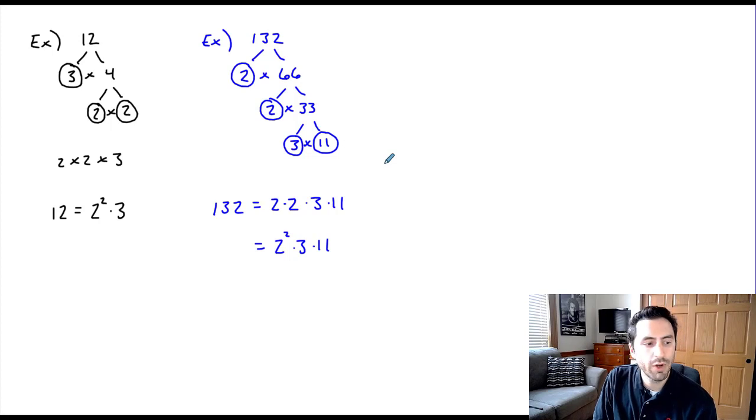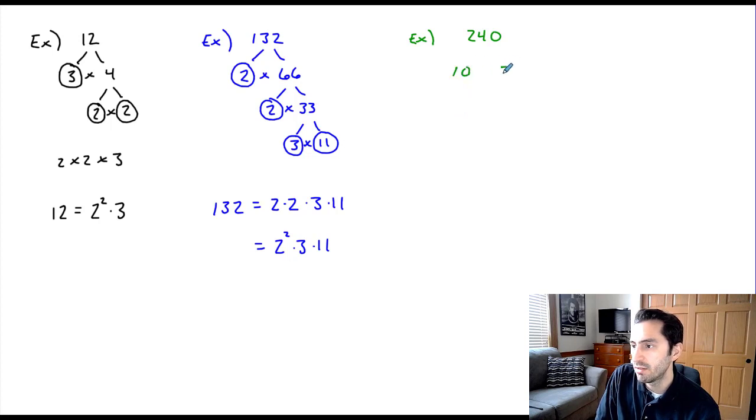And let's just do one more. Do a little bit of a bigger number. So let's take a look at the number 240. Okay, right away, 240 is an even number, so maybe we want to start with the number 2. I could also start by breaking it out. I know it's a multiple of 10, so let's start with that. So this is the same as 10 times 24. So we'll break it down like this.